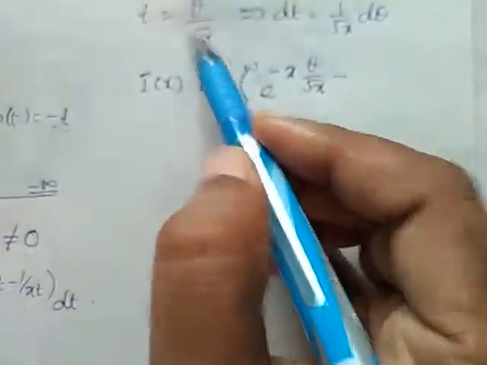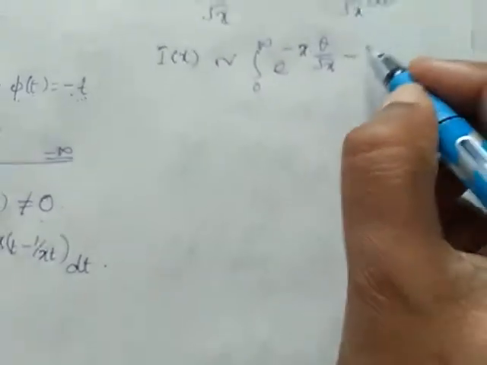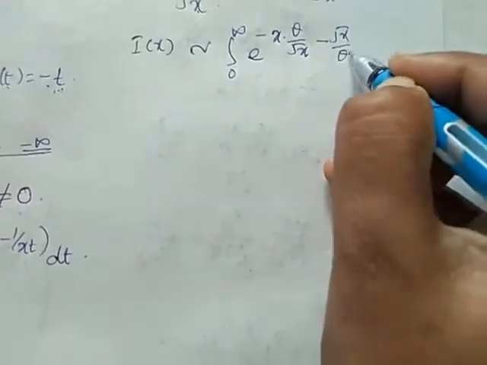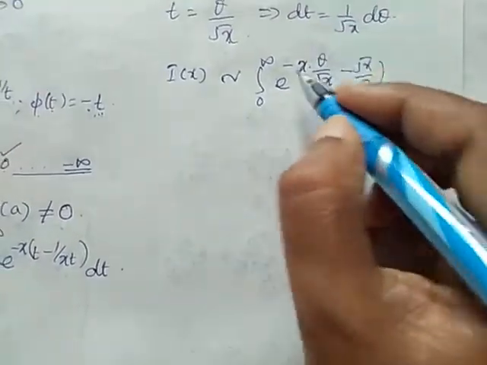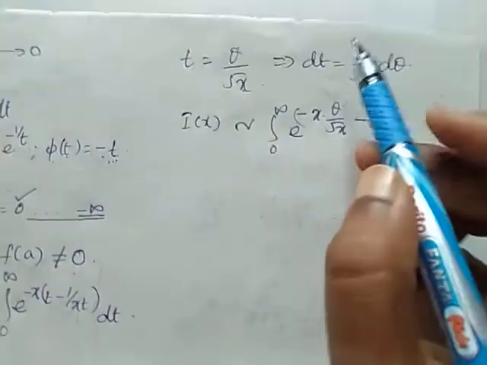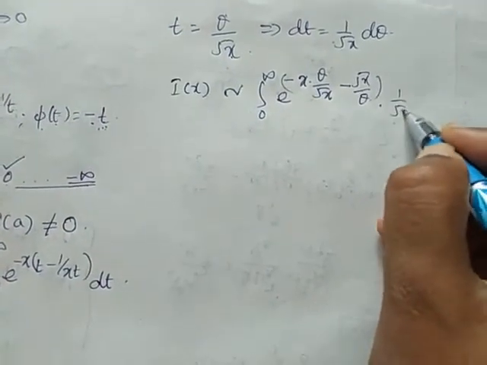In the second term, we have 1 by t. t is theta by root x, so 1 by t is root x by theta. Therefore, minus root x by theta, into dt. What is our dt? dt is 1 by root x into d theta.